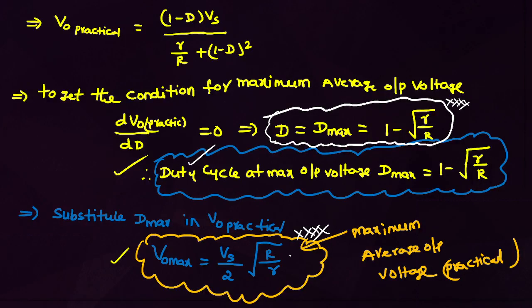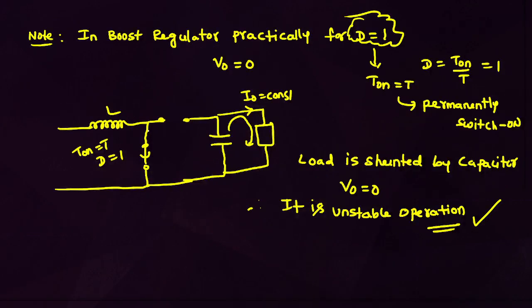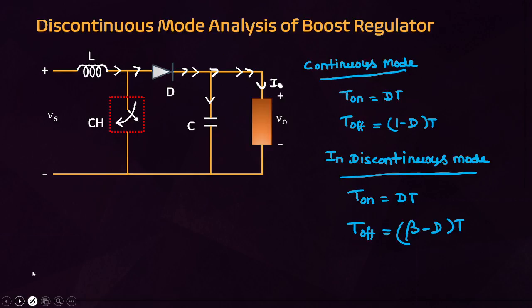The only difference between the ideal case and the practical case: if small r, that is the internal resistance of the inductor, is not given, that is the ideal case. If the internal resistance of the inductor is given, that is the practical case, friends. Next, this is the proof of why in a boost regulator practically for D equal to 1 the average output voltage is 0. For D equal to 1, the source is disconnected. Then who supplies the current to the load? The capacitor is shunted across the load. Once the capacitor is shunted across the load, the average output voltage is 0.